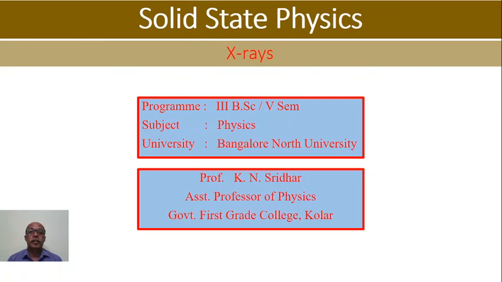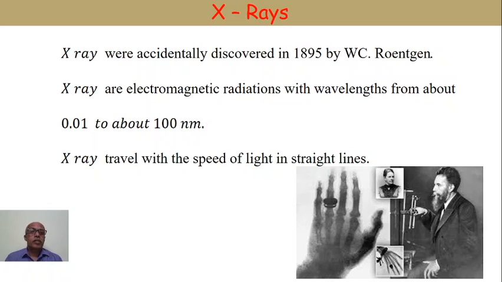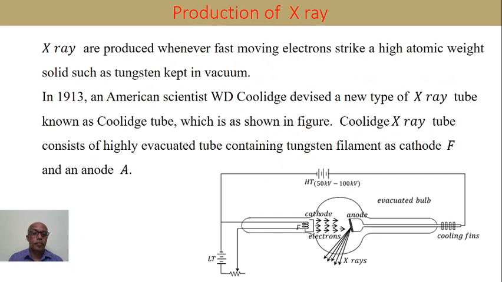Now I am explaining a topic in solid state physics, which is X-rays. X-rays were discovered in the year 1895 by Röntgen, and the discovery was accidental. These X-rays are a part of electromagnetic radiations having wavelengths in the range 0.01 to 100 nanometer, and they travel with the speed of light in the form of straight lines.